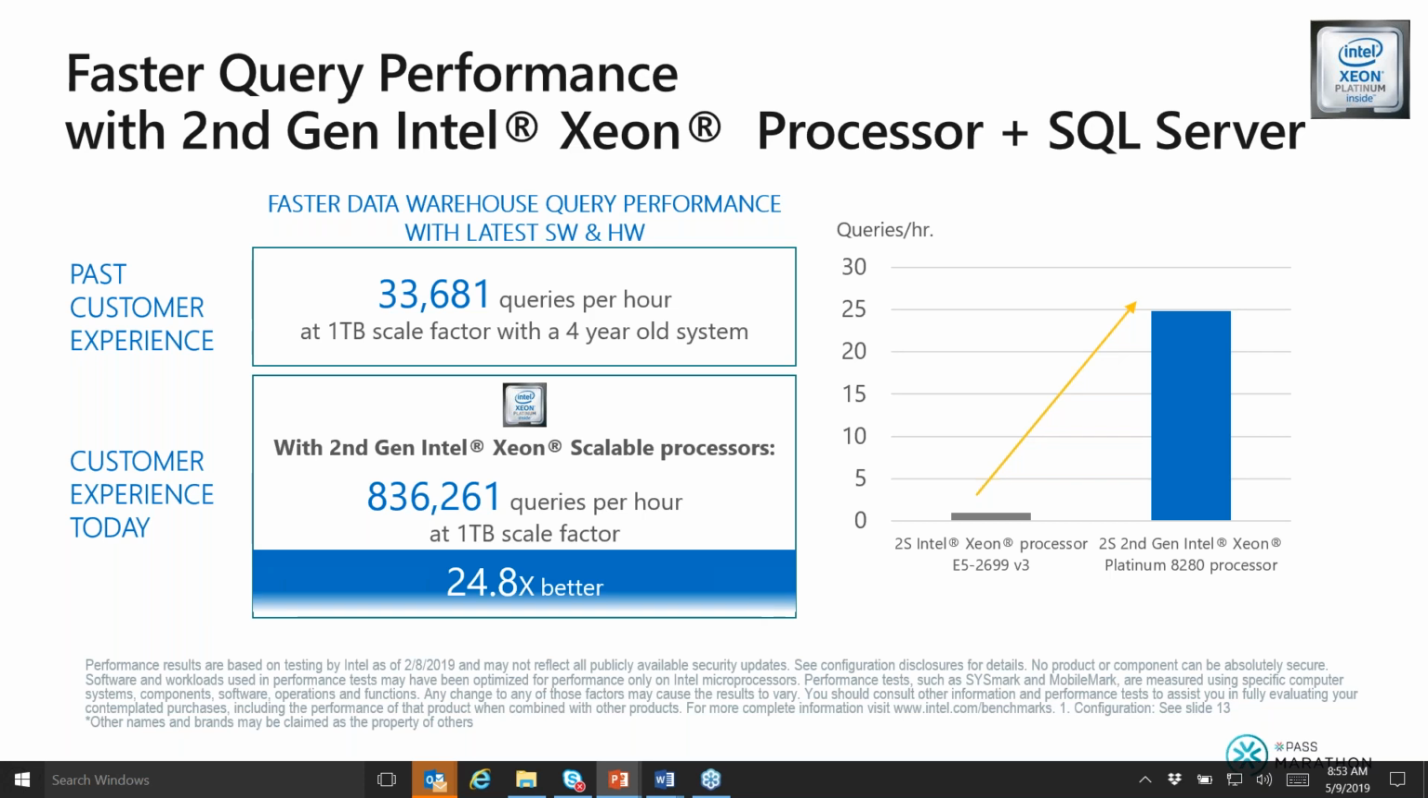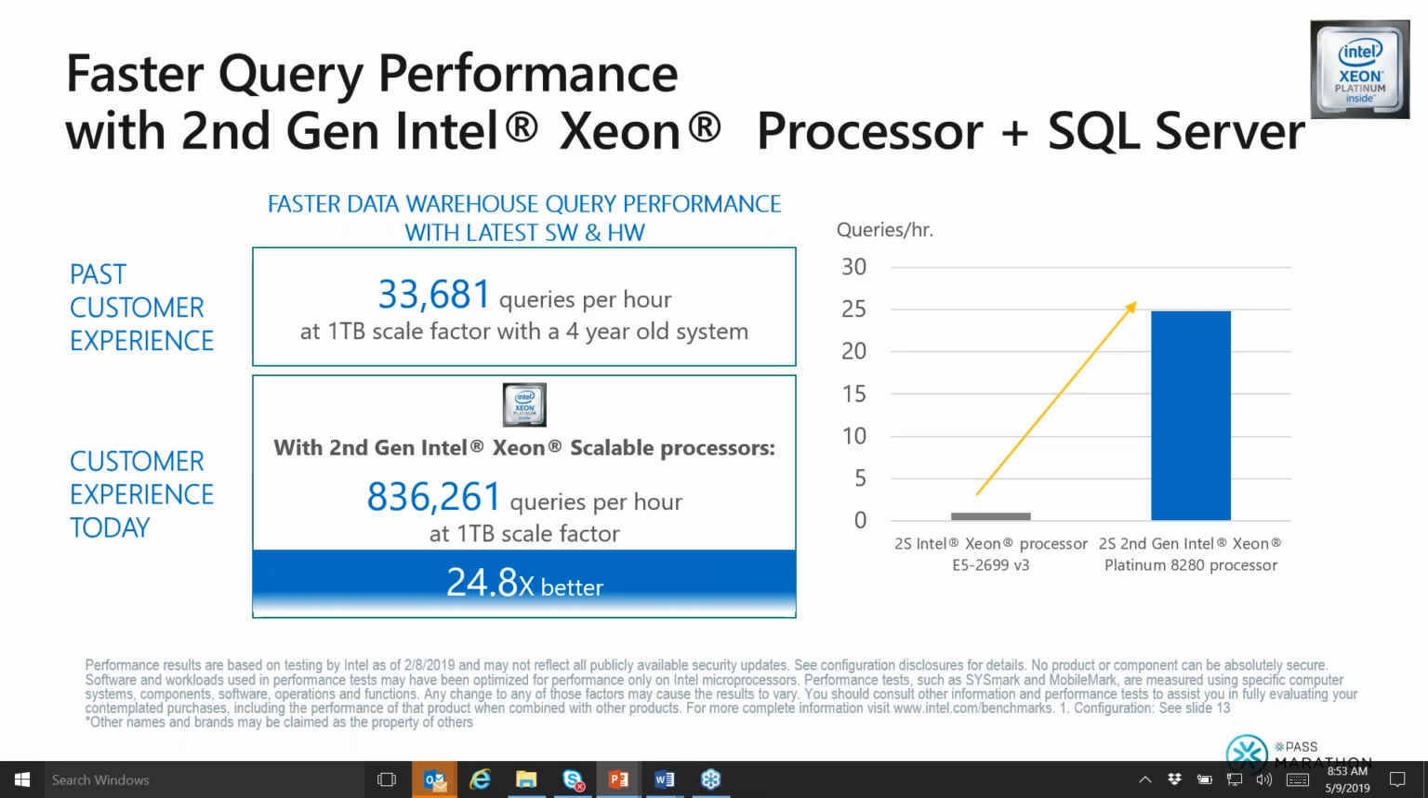So let's talk about faster query performance and why it matters. Our work with SQL has allowed us to take what we thought was a pretty good machine, right? 33,000 queries per hour at a 1 terabyte scale factor with a 4-year-old system. Now today, with the second generation Intel Xeon Scalable processor, we're able to deliver 836,261 queries per hour at 1 terabyte of scale.